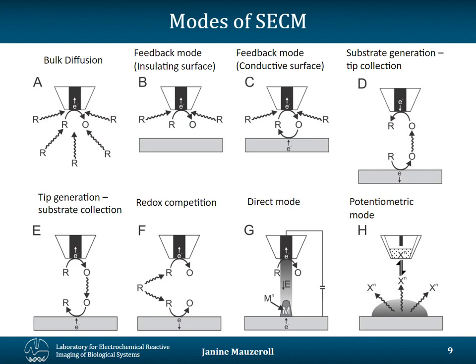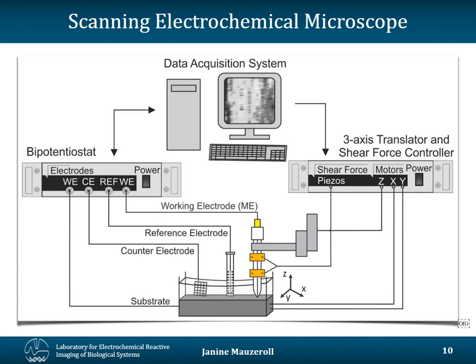Now, for those of us who love instruments, let me just briefly mention what the instrumental setup of an SECM looks like. At the bottom center, you see that we have a working electrode, a microelectrode, which is where all the action is going to occur. We have a reference electrode and a counter electrode and a second working electrode, which oftentimes is the substrate. Although it could be connected to a bipotentiostat, and actually we can use the bipotentiostat to apply a potential or a current at the substrate, it doesn't necessarily need to be poised for SECM to work. So that's the electrochemical part of the system.